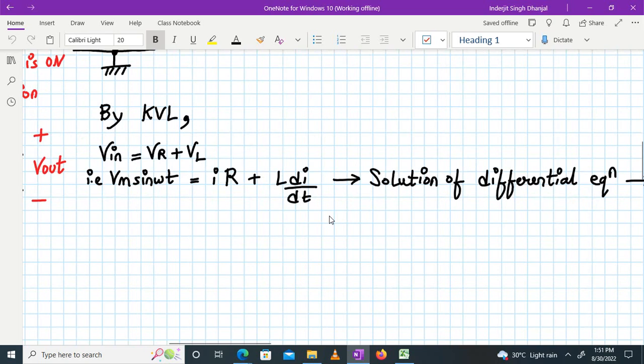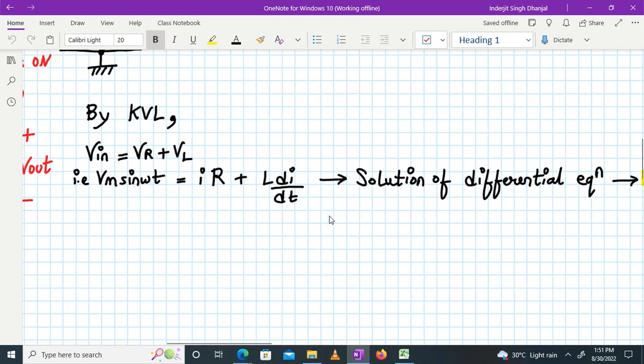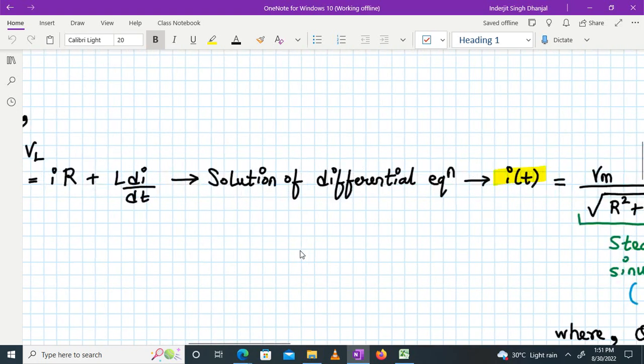If I want to find the exact value of current flowing through the circuit, I have to solve this equation. It's a first order differential equation, right? I have to integrate it. I am not discussing the solution of it. The solution of this differential equation will be this.